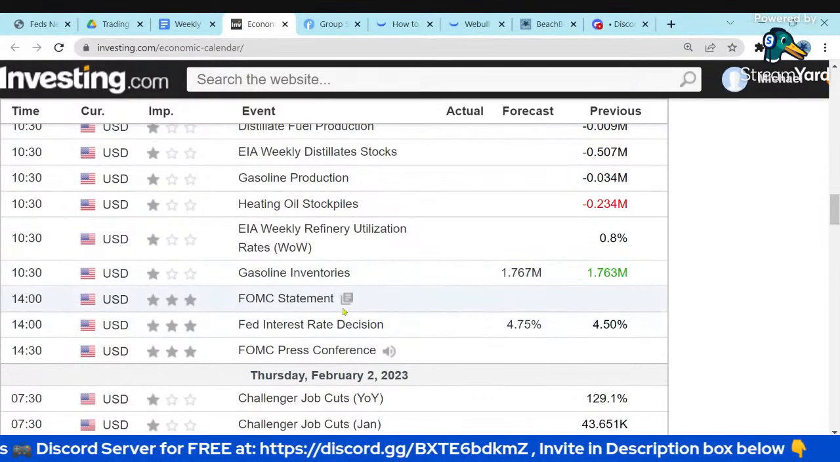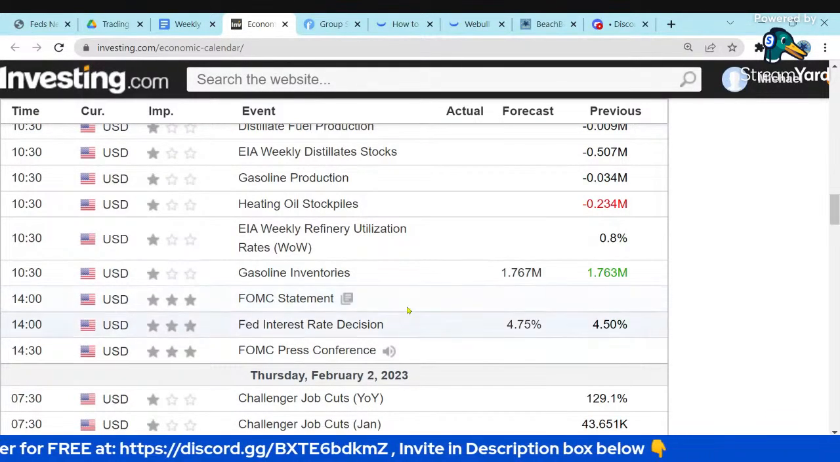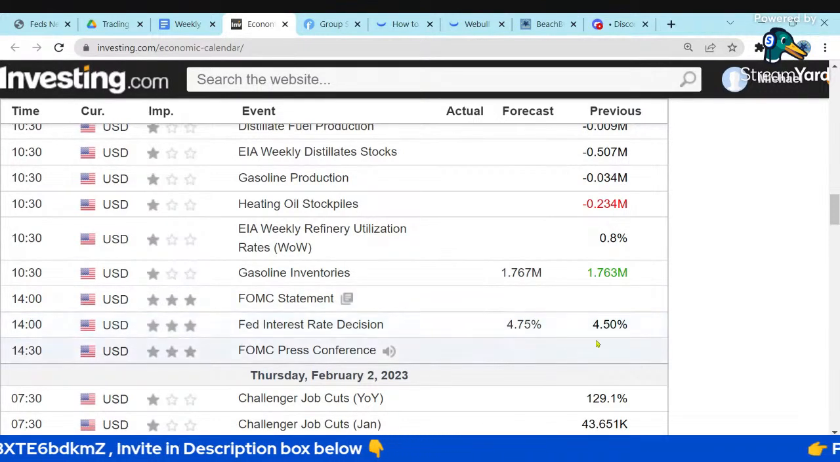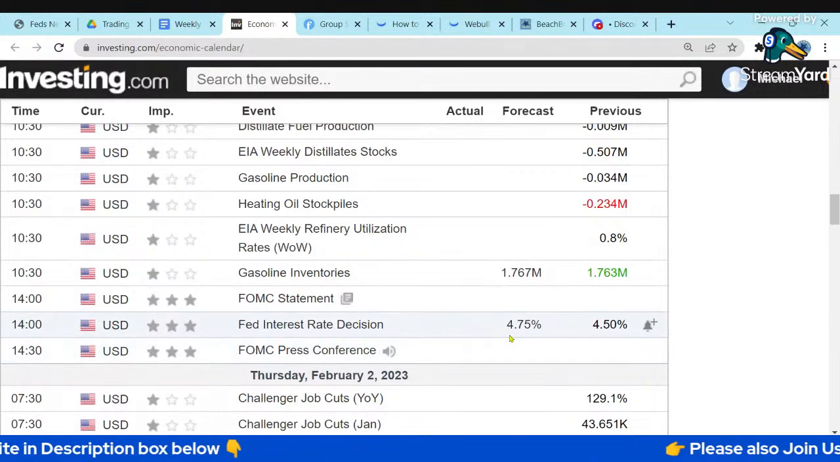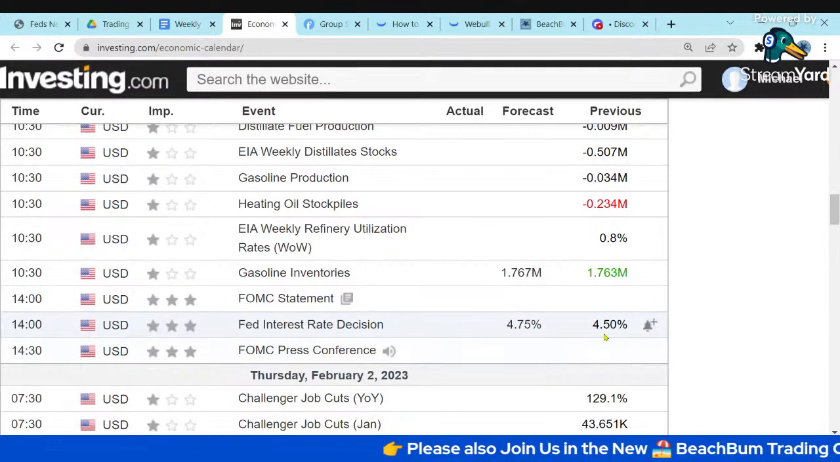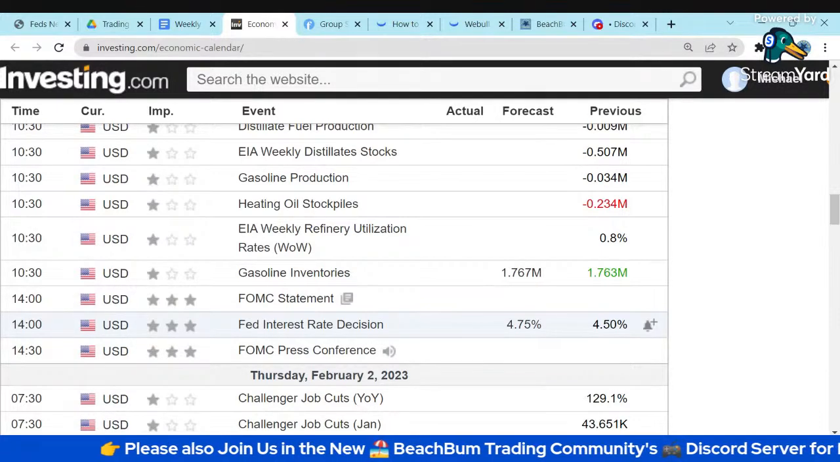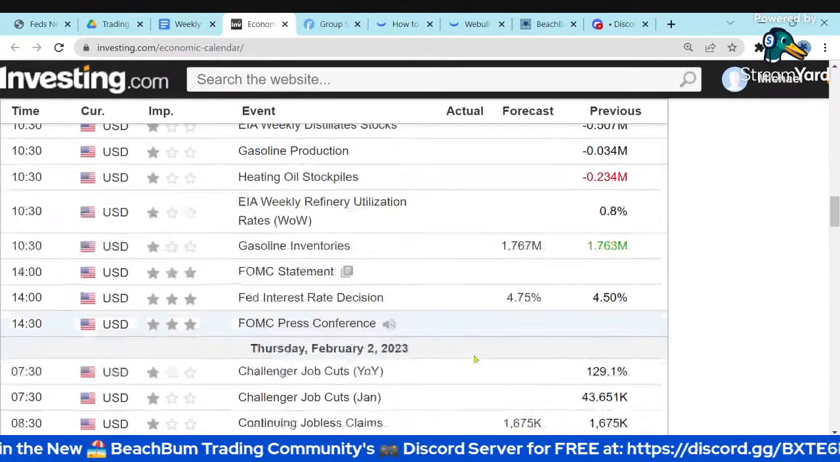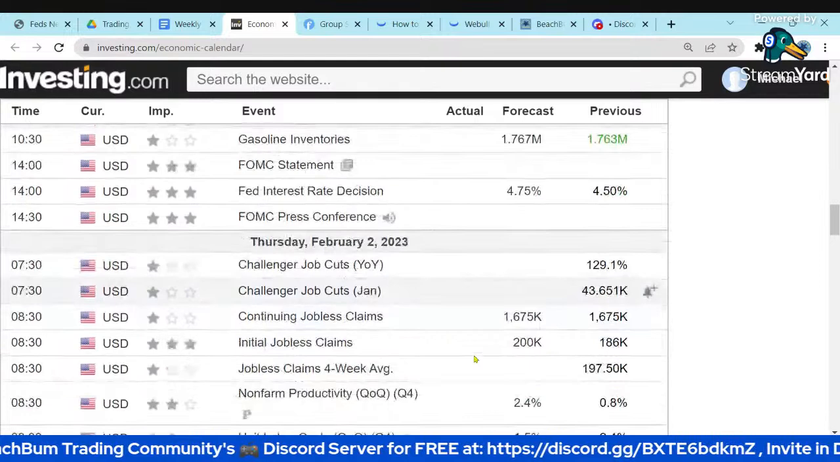Then we get the Fed statement at 2 p.m. on Tuesday. So again, they'll release the statement. It'll tell us, you can see the expectation here. Again, we'll look at some more detailed tools, but right now this expectation in investing.com is for a 25 basis points or a quarter point increase. So that seems to be the general consensus out there.